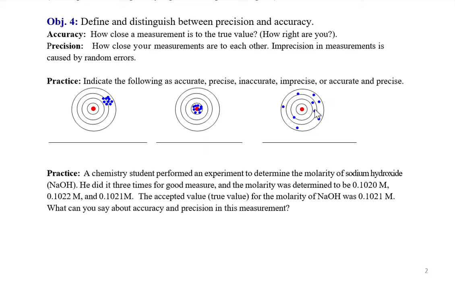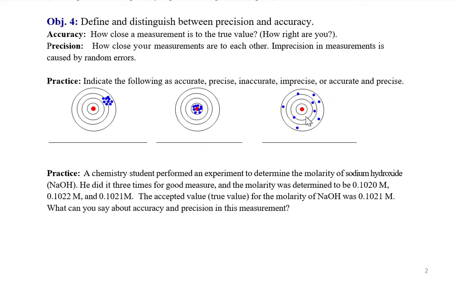In this last one, it's not very precise. If we averaged all those together, and if the average ended up with the true value, we might be able to say something more about its accuracy. But it would have to be an average of those numbers. So we're going to call this precise but not accurate. We're going to call that accurate and precise. And because we're really not so sure about this one, we're going to say that's neither accurate nor precise.